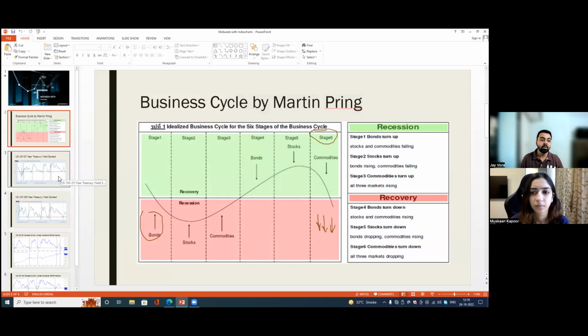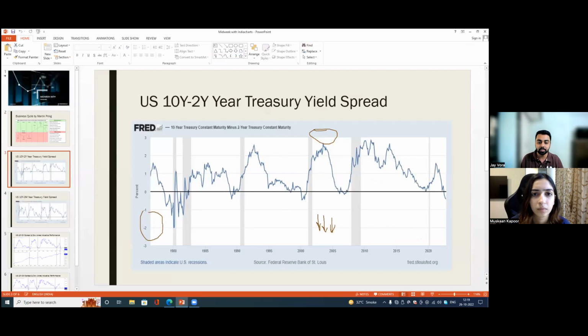Now there is one key development which happened last week, which I want to highlight, and it is extremely important for people to know. Let me clear all the drawings. In this chart, this is the 2 and 10-year spread. What it means is that, supposing the 10-year is at 2% yield and the 2-year is at 1% yield, the line would be somewhere over here, because 2 minus 1 is 1.